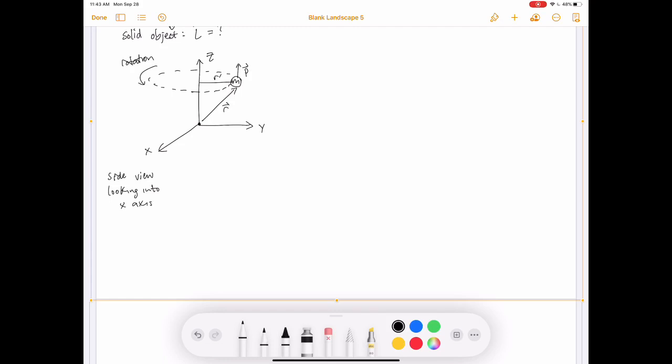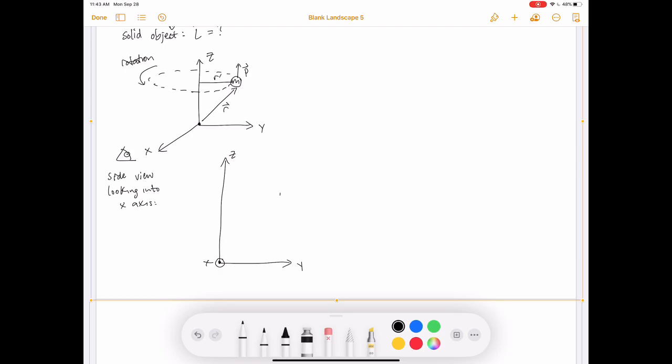Okay, so imagine you're taking this perspective, you're looking into the x-axis. What does this picture look like now? Well, we're going to have the z-axis going up just like before. The x-axis will be coming out of the page towards you, and the y-axis will be going to the right like this. So that's the new picture.